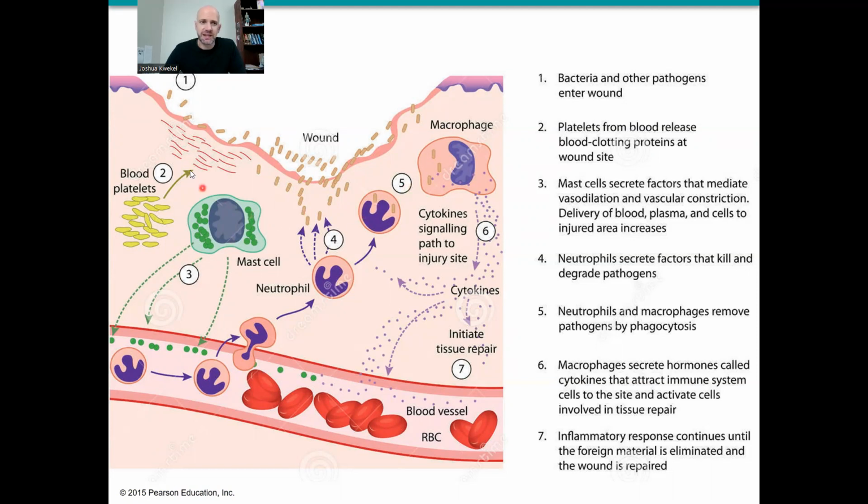The clotting cascade will begin to get activated to stop blood flow if there's an injury that's causing bleeding. So that's going on, and at the same time, the macrophages and the mast cells are communicating using cytokines to the nearest blood vessel or capillary to recruit more phagocytes. It's sending a chemical messenger. Mast cells secrete factors that mediate vasodilation and vascular constriction. Vasodilation would cause increased blood flow.